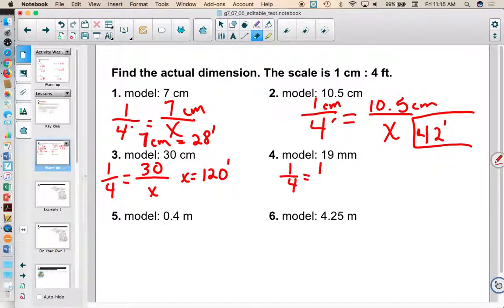Now look at that. It's millimeters. Look at this one. Can I convert, or can I stick with the 19 millimeters over x to find out my feet? Why not? Because the scale is what? Centimeters. Can you convert 19 millimeters to centimeters? Yes, how? How do I convert the millimeters to centimeters? So I've got to convert first.